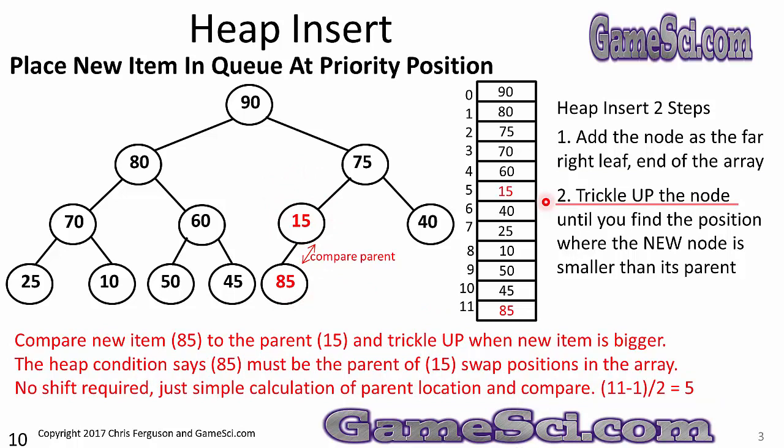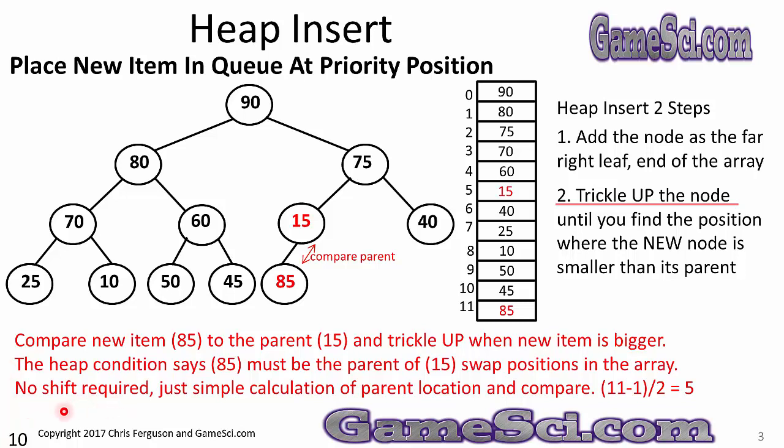Step number 2 says we need to trickle up the node until we find the position where the new node is smaller than its parent. We're going to compare 85 to its parent 15. We need to compare the new item to its parent. Compare the new item 85 to its parent 15 and trickle up when the new item is bigger. The heap condition says 85 must be the parent of 15. Swap positions in the array.